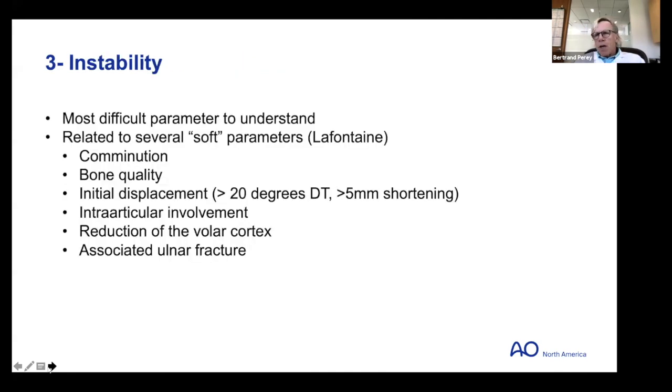Instability is a very difficult concept to understand. It's based on a lot of soft parameters. LaFontaine, in his critical paper, listed a whole bunch of parameters, including comminution, bone quality, initial displacement, intra-articular involvement, loss or reduction of the volar cortex, and associated ulnar fracture. Now, these all come together, the package, but probably initial displacement and bone quality are the 2 biggest factors leading to instability. And it often takes time in one's practice to get a sense of what's truly unstable and not.